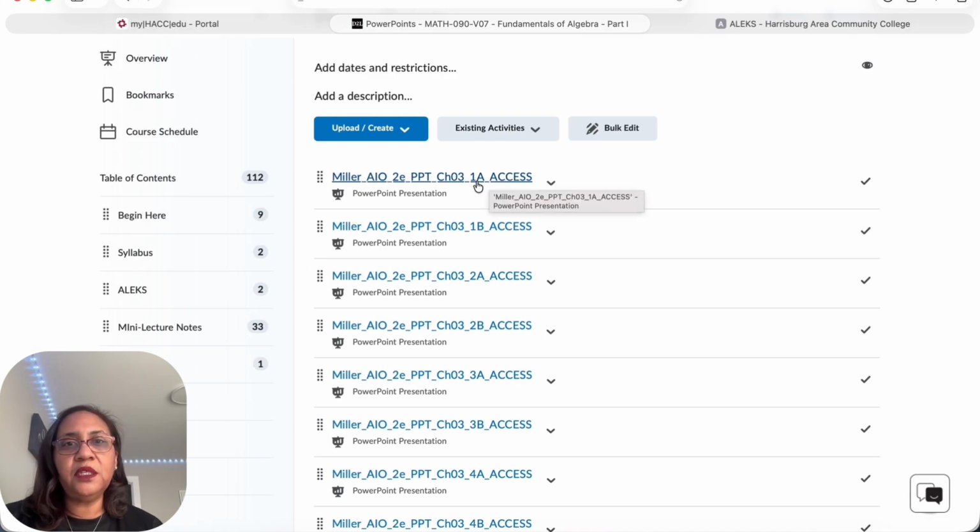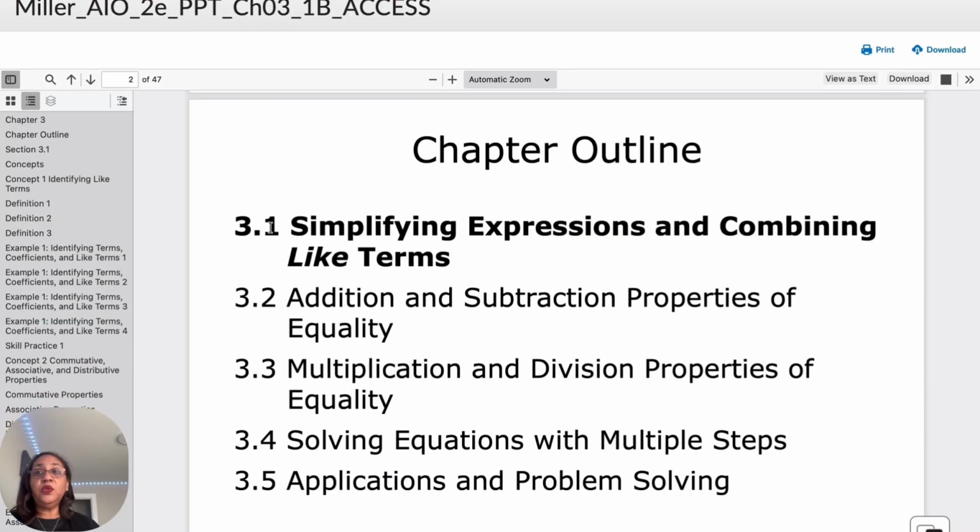So your first homework has 3.1 in it. Part A does not have the solutions, but part B does. When you click on it, you can make it bigger and see that this section is about simplifying expressions and combining like terms, addition and subtraction properties of equality, multiplication and division properties of equality, and solving equations with multiple steps. This goes up to 3.4, but then 3.5 is in a different homework. I think that's in homework number 3.